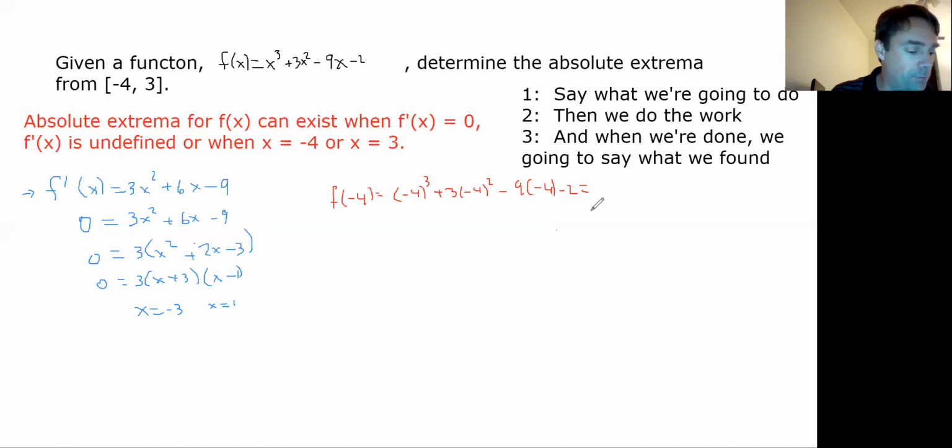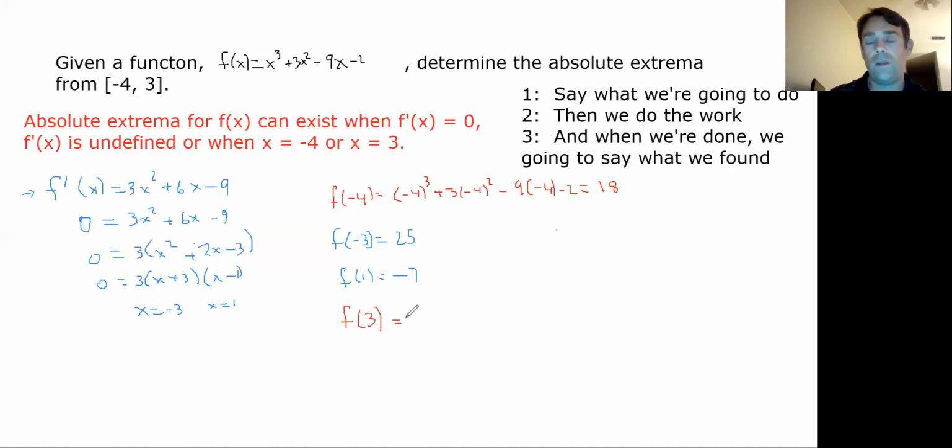When I plug that one in, I'm going to get 18. And then I have F of negative 3 here. So I'm dealing with my critical numbers now. When I plug this one in, I get 25. Oh, there's a larger value. Then I plug in my F of 1. I get a negative 7. And let's see, when I plug in my F of 3, I'm going to get 25.